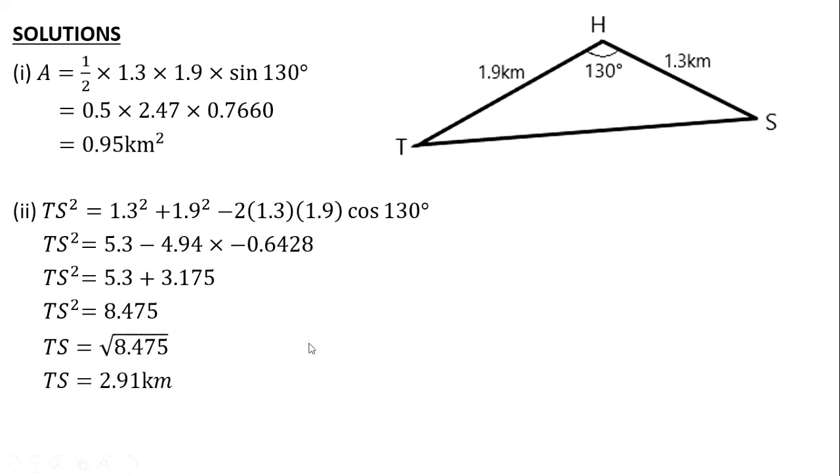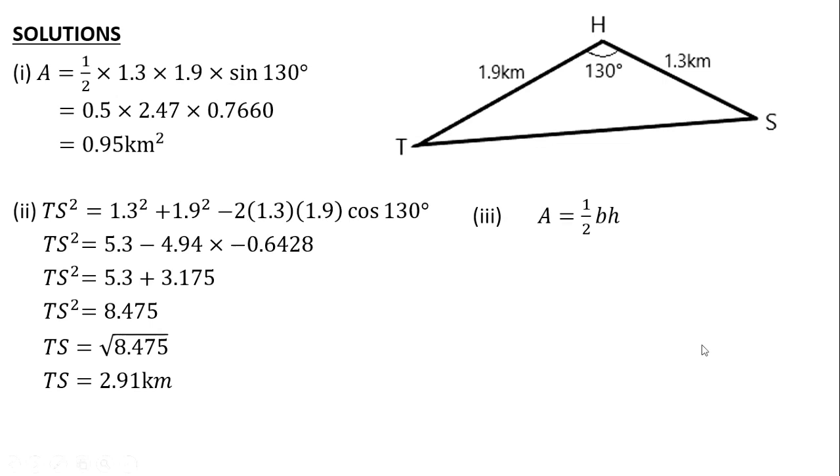Our TS is equal to 2.91 kilometers. Calculate the shortest distance from H to TS. So A equal to half base times height. The distance from H to TS will be our perpendicular height, and our base will be TS. Where there's A, we'll replace our 0.95, and where there's TS, we'll replace our 2.91.